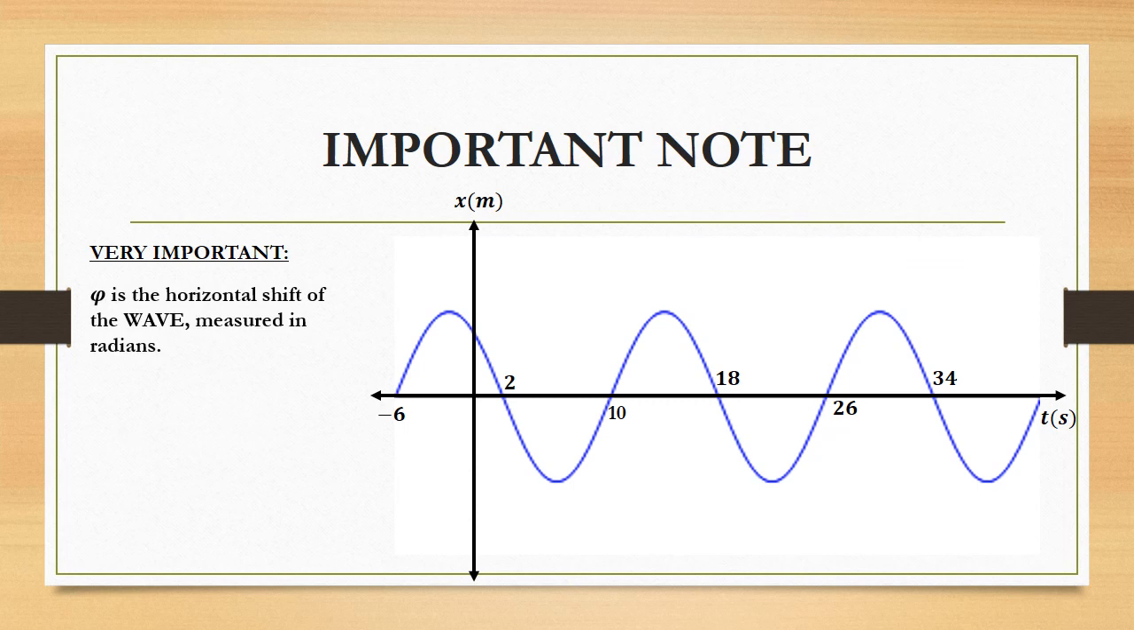Like I said on the last slide, what I want to do is show you how I got pi over 4 as the phase shift. And to do that, I have to make a really important point. Phi, or this horizontal shift, is measured in radians. It's the shift of the wave. It's not the shift in time.